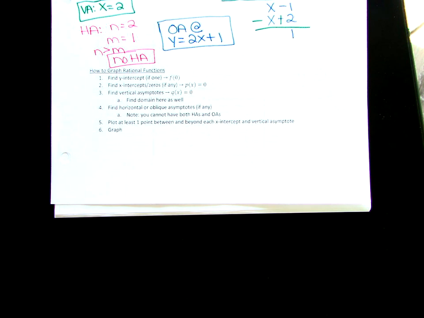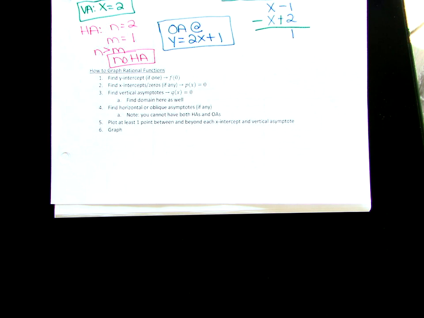Then you're going to find your x-intercepts or your zeros or your solutions. Again, if you have any. You do that by looking at p of x equals 0. So you're going to set your top or your numerator equal to 0, and that's going to tell you if you have any x-intercepts. Then you find any vertical asymptotes by setting your denominator equal to 0. That's also where you find out what your domain is, because that tells you the trouble spots, and you can find all that out right there at the same step.